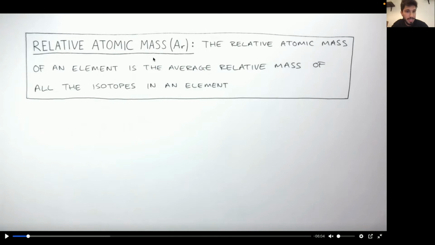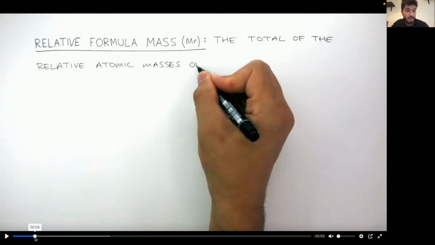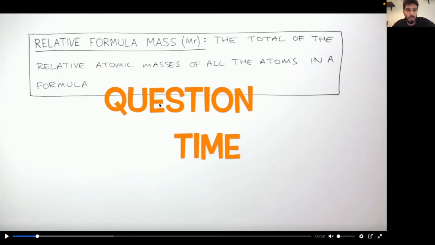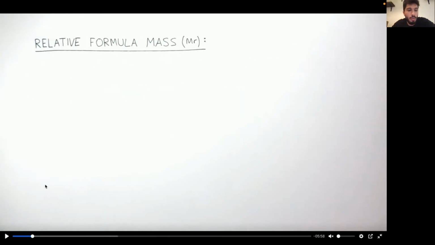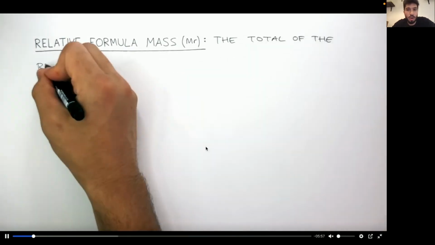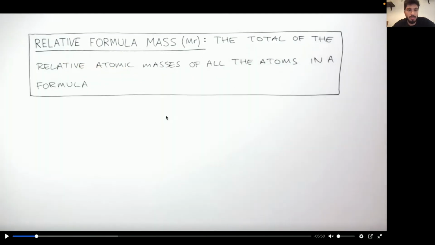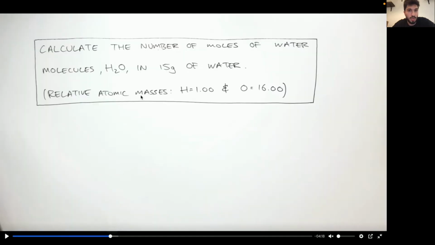Now, relative atomic masses do not have units, but we can use them to calculate the relative formula mass. This is the total of the relative atomic masses of all the atoms in a formula. So relative formula mass, I'll say that again, is the total of the relative atomic masses of all the atoms in a formula. And I'm going to show you what I mean by that when we come on to this question.